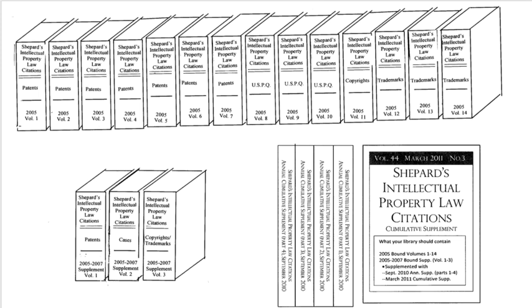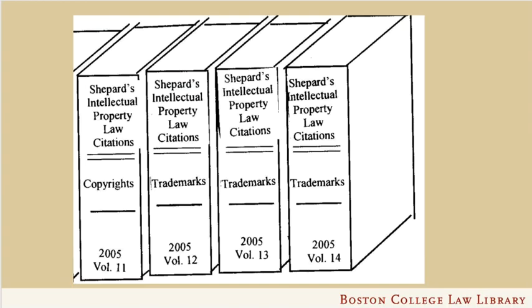In March of 2011, there was a 14-volume 2005 edition. This edition had many volumes that allowed you to Shepardize patents by patent number, volumes that provided citations to cases and administrative decisions published in United States Patents Quarterly, citations to Title 17 and 35 of the U.S. Code, copyright and patent statutes, and citations to copyrights and trademarks themselves. Citations to copyrights prior to 2005 appeared in Volume 11 of the 2005 edition. Volumes 12 through 14 have alphabetical listings of trademarks that were cited in that time period.